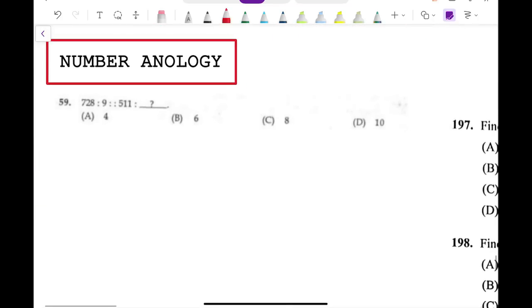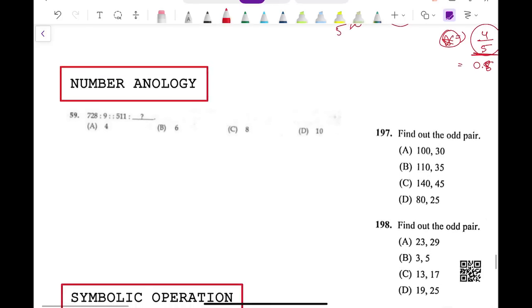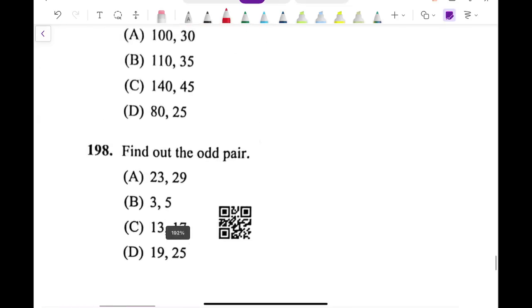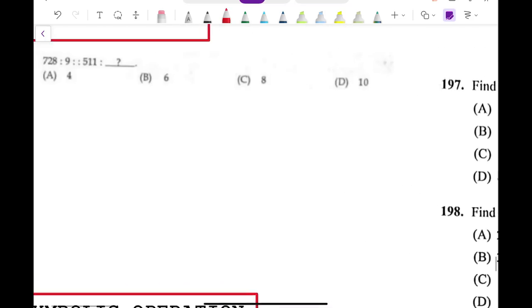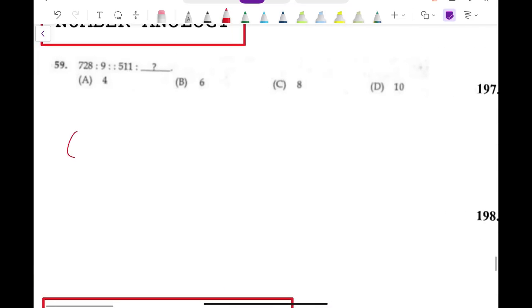Number analogy is given in a question, and the number analogy can be asked this way, or it can also be asked this way. Or there is also another way. Let me just use a set of numbers. 4, 4, 6, and 3, 7, 5.